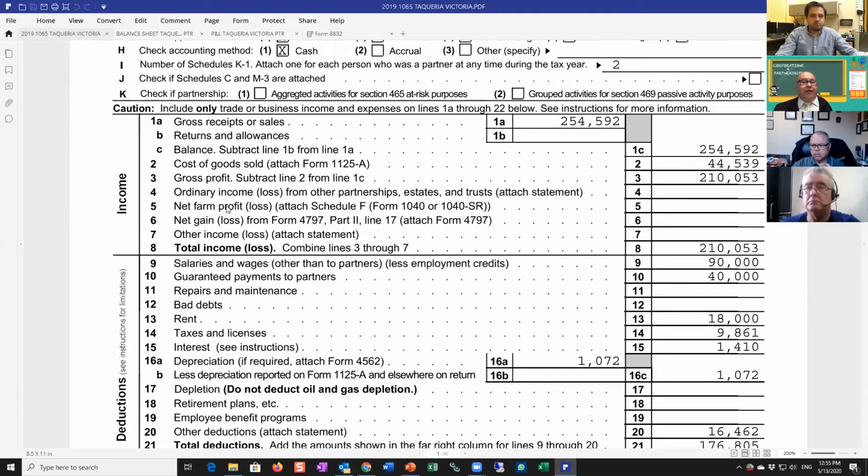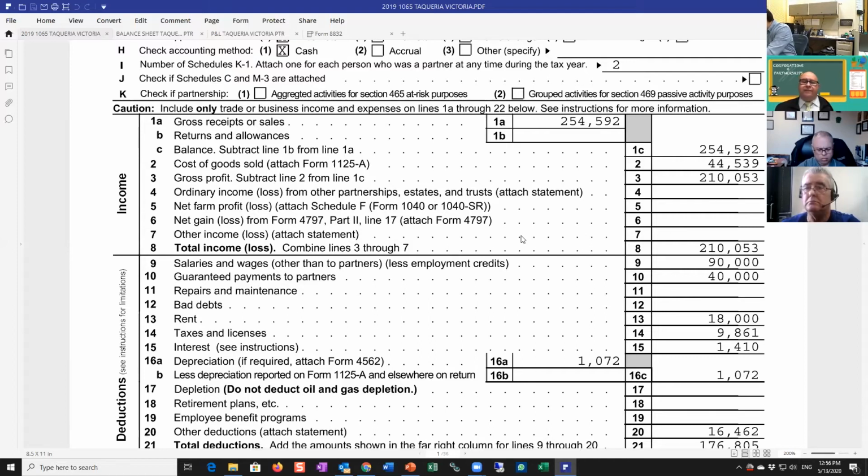I don't have any ordinary income coming from other states or anything that I am a part of. If I, as a partnership, was a part of another partnership, then that income would be reflected right here. I don't have a farm. In this case, there's no 4797.